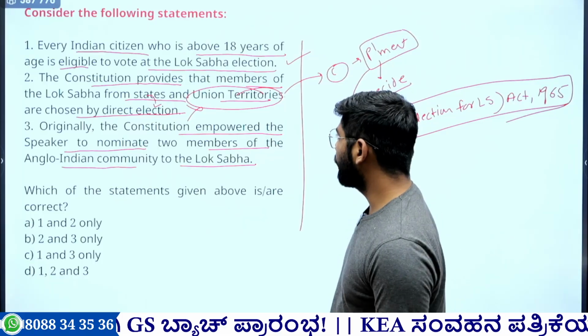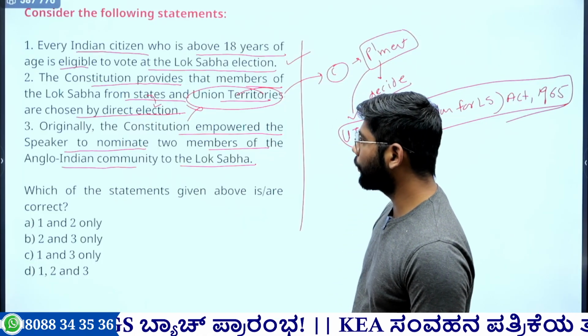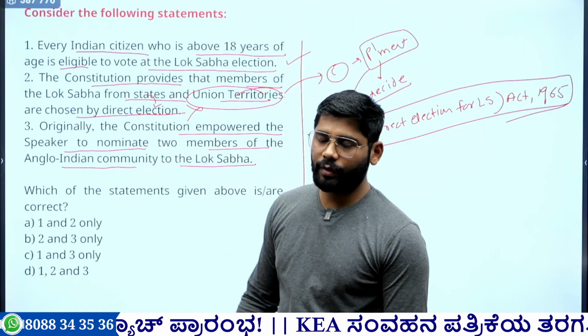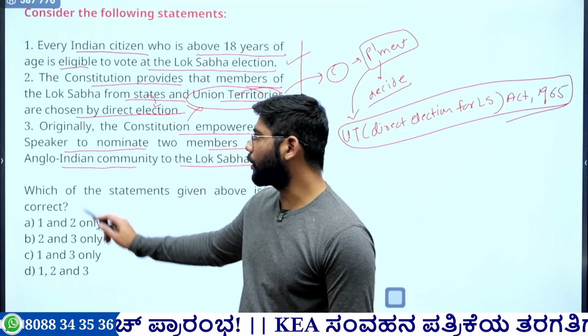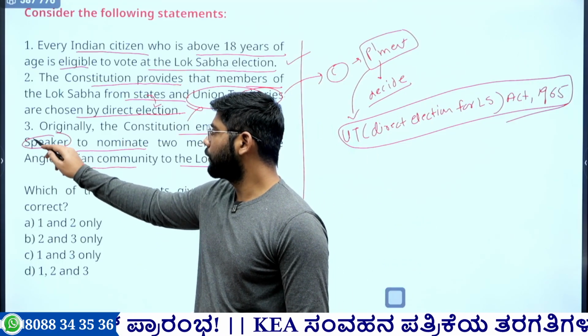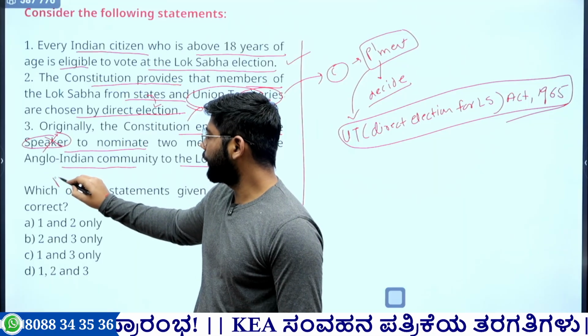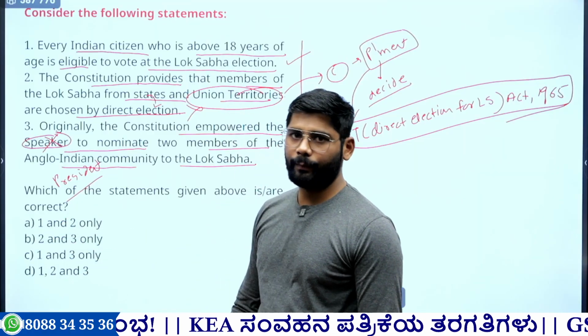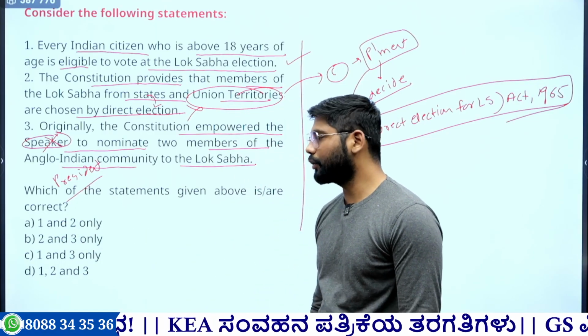Third statement: originally the Constitution empowered the Speaker to nominate members of the Anglo-Indian community to the Lok Sabha. The Constitution empowered nomination of the Anglo-Indian community to the Lok Sabha, but not by the Speaker. It is by the President of India. The President would nominate two members from the Anglo-Indian community.